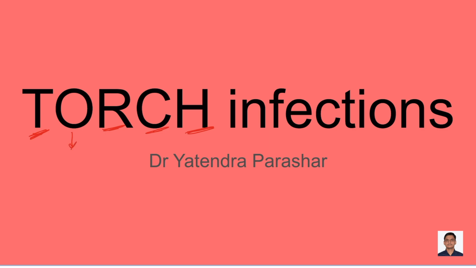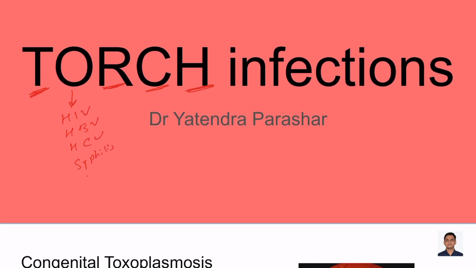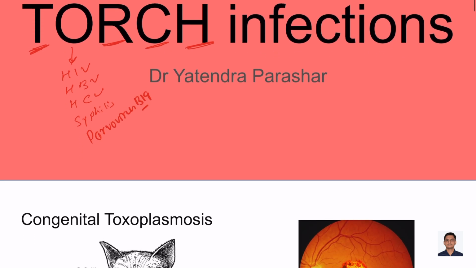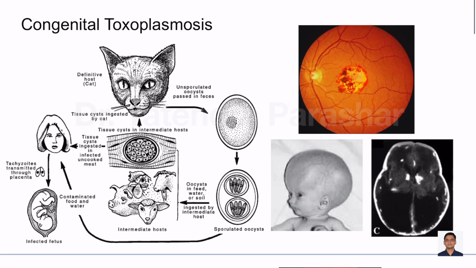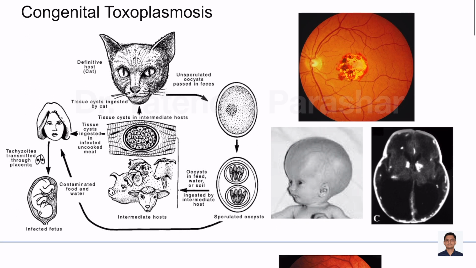O is for other viruses like HIV, HBV, HCV, and syphilis infection, and Parvovirus B19 infections. First, we will discuss congenital toxoplasmosis.